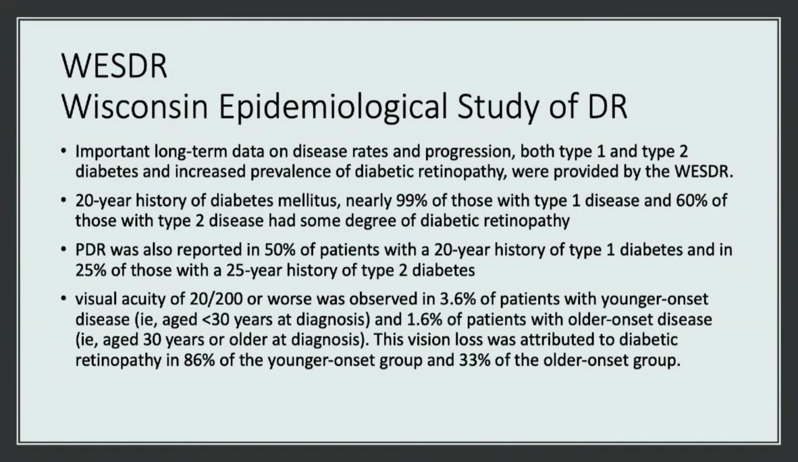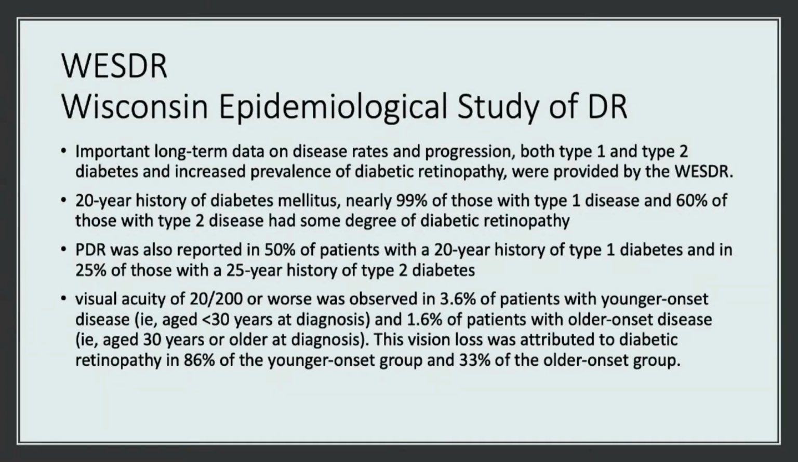Now the answers to these questions lie in these kinds of studies. The WESDR was one study which followed up the patients, and what it told us is that the longer the diabetes, the higher the chance of development of DR. If you are a type 1 diabetic, you would probably end up with PDR a little earlier.